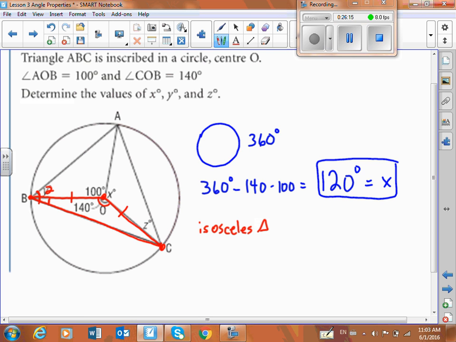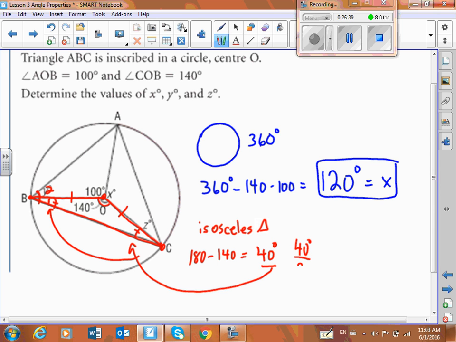Because I know that this angle is 140, I know that this angle here and this angle here are equal. So if I take 180, subtract 140, I have 40 degrees left that has to be shared between those two angles. So I take 40 and divide it by 2, and I get that one angle that we're calling angle 1 to be 20 degrees.